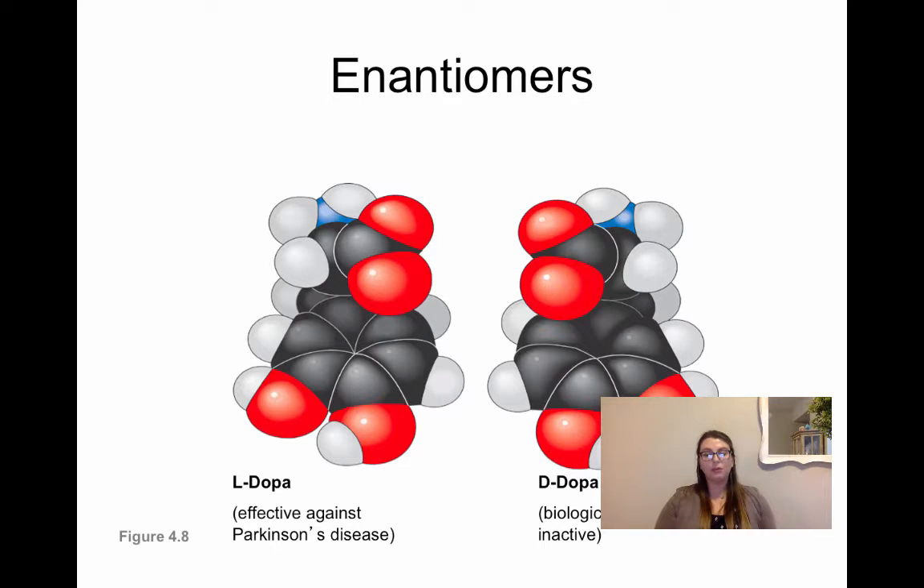So enantiomers, there's two different types. You have an L form and a D form. So this really has to do more so with the rotation of light. So the L form actually rotates light, and it's more effective in humans and animals.